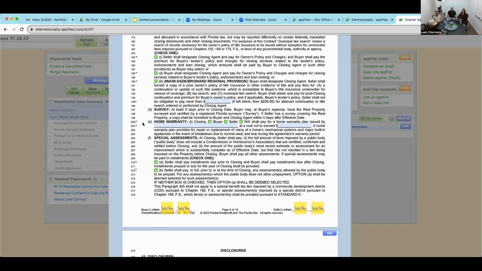Oftentimes, if a seller sees the number they want on that front page, these terms, they'll be like, yeah, all right, we can do that. But get solid numbers on those things as well. And don't just skip over this home warranty section, because there are definitely times where this is hugely important and protects your buyers and sellers.